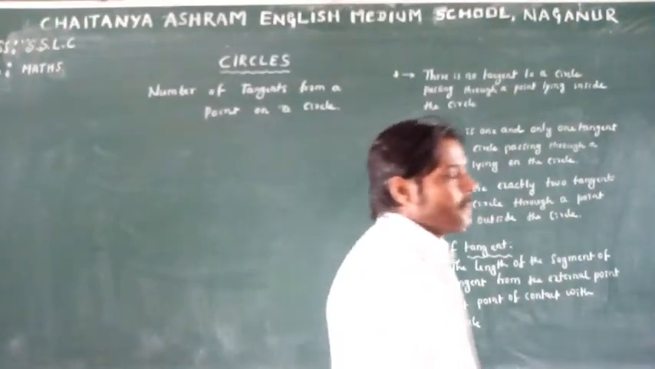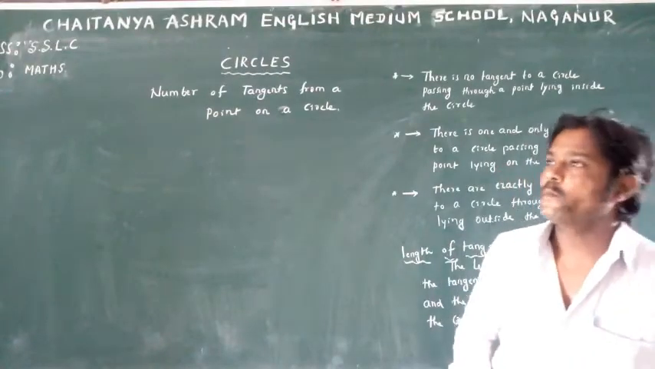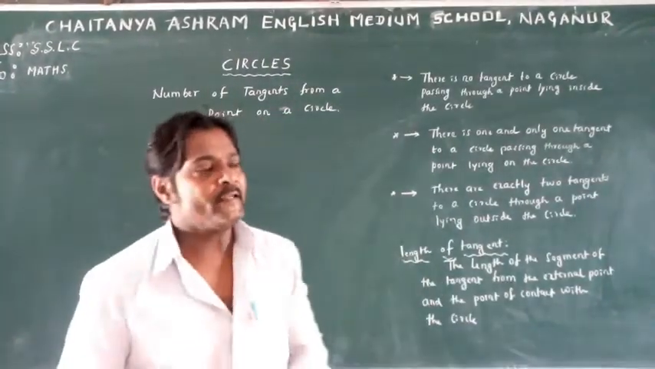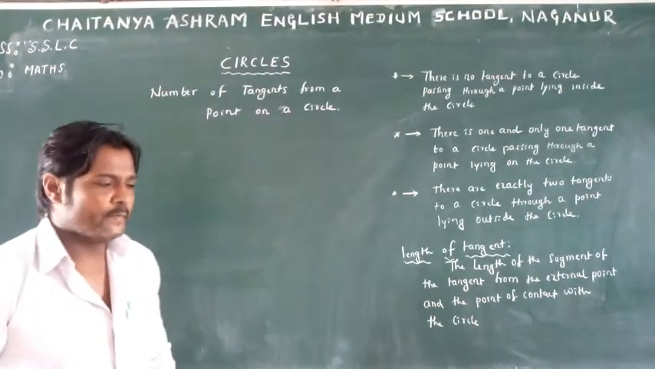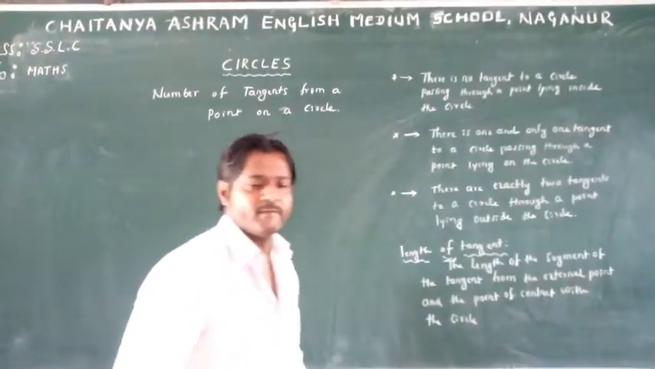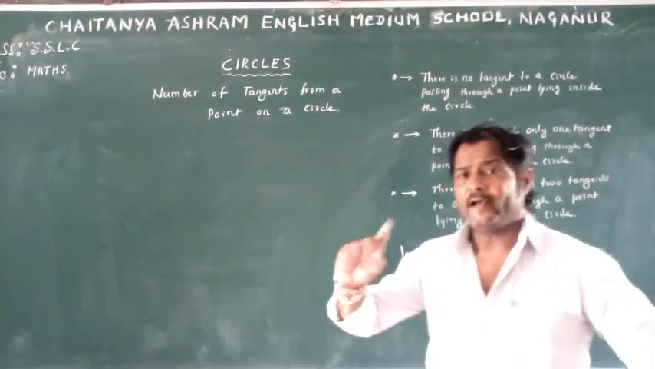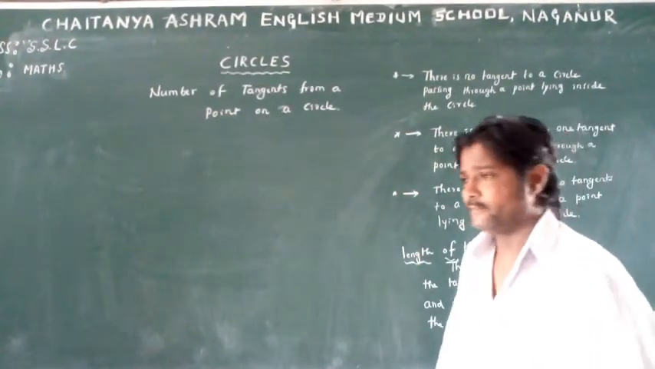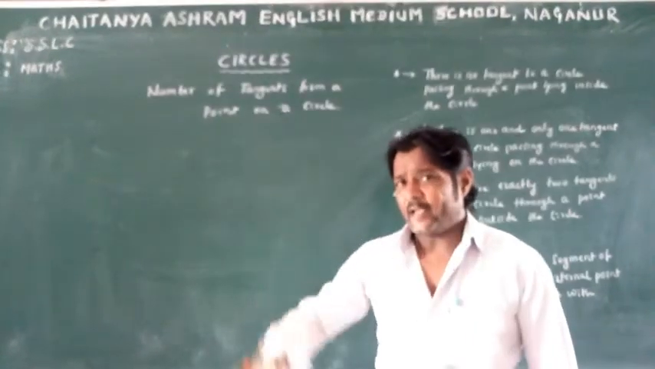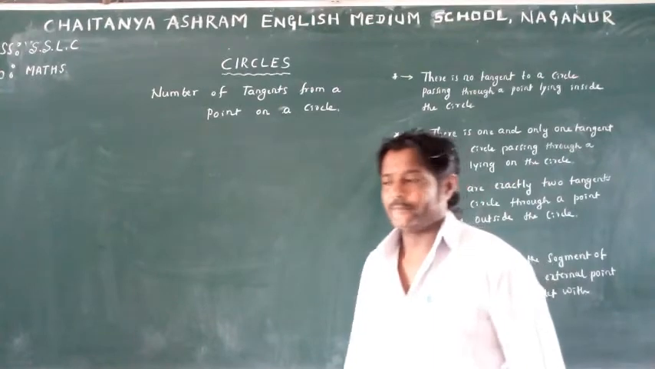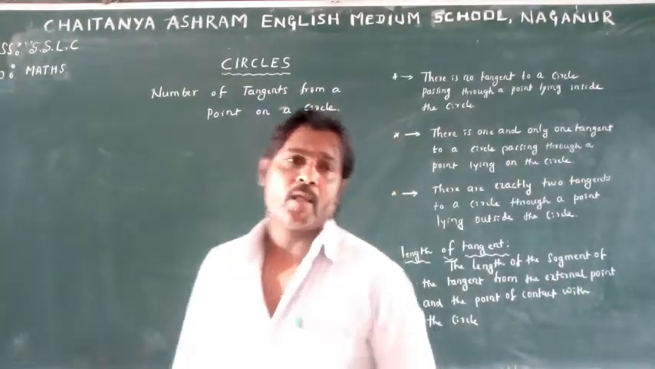So, we learned what is tangent. Tangent is that which touches or intersects a circle at only one point. So such a line is called a tangent to that circle.